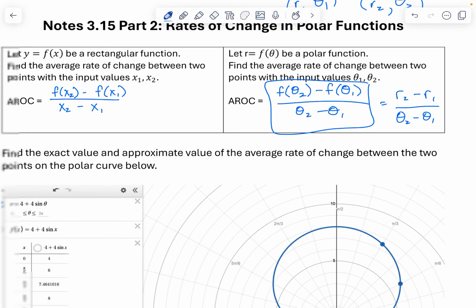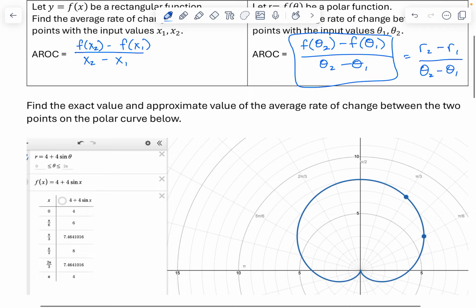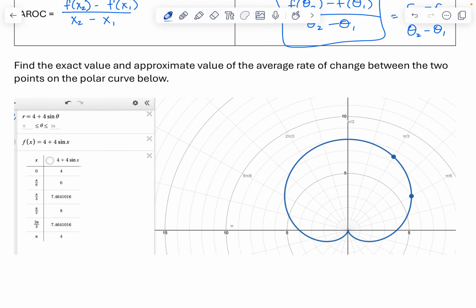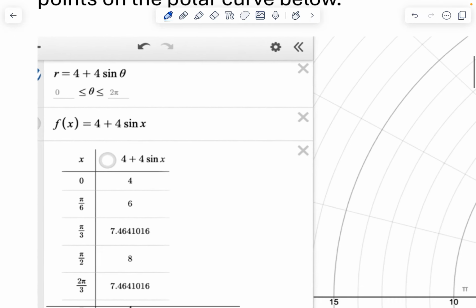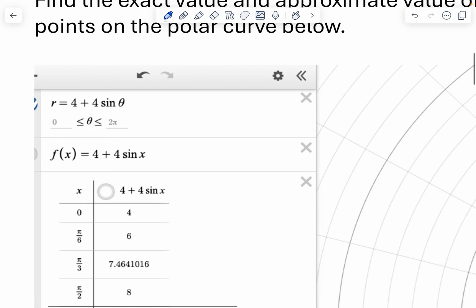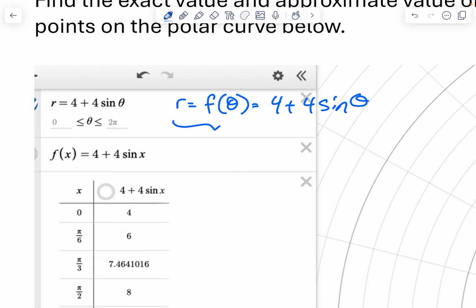So anyway, here we go. Find the exact and approximate value of the average rate of change between the 2 points on the polar curve below. Notice this is r is equal to 4 plus 4 sine theta. You could think of this as r is equal to f of theta, which is equal to 4 plus 4 sine theta. Or you can switch these two in whatever order, but sometimes that's helpful to see.